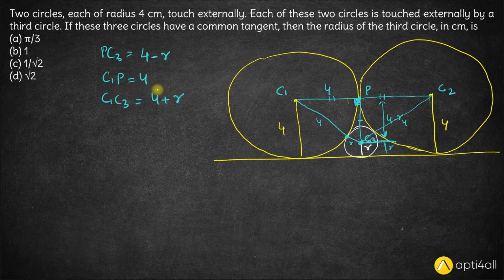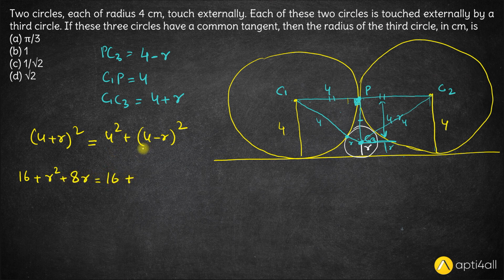So in a right triangle, the hypotenuse squared, C1C3 squared, that is (4 plus R) squared, is equal to the sum of squares of the other two sides. So we'll have 4 squared plus (4 minus R) squared. Let's solve this and we'll get the value of R. Expanded, this becomes 16 plus R squared plus 8R, which is equal to 16 plus R squared minus 8R. So 16 cancels out, R squared cancels out, minus 8R goes to that side, becomes 16R equal to 16, hence R comes out to be 1.